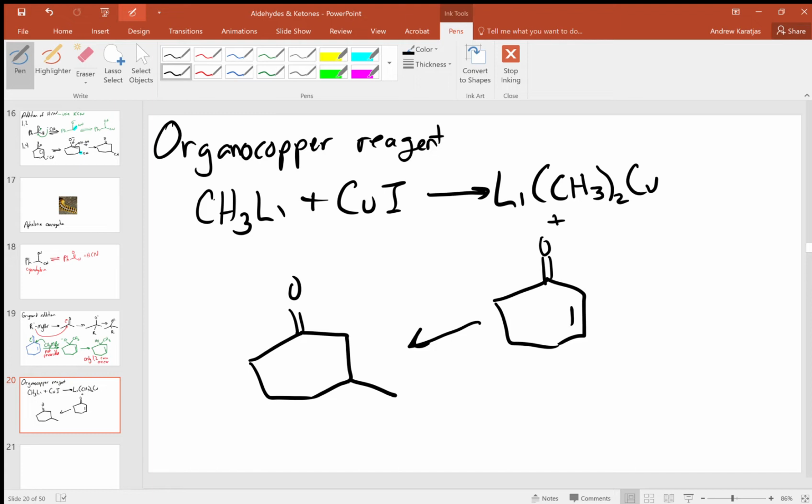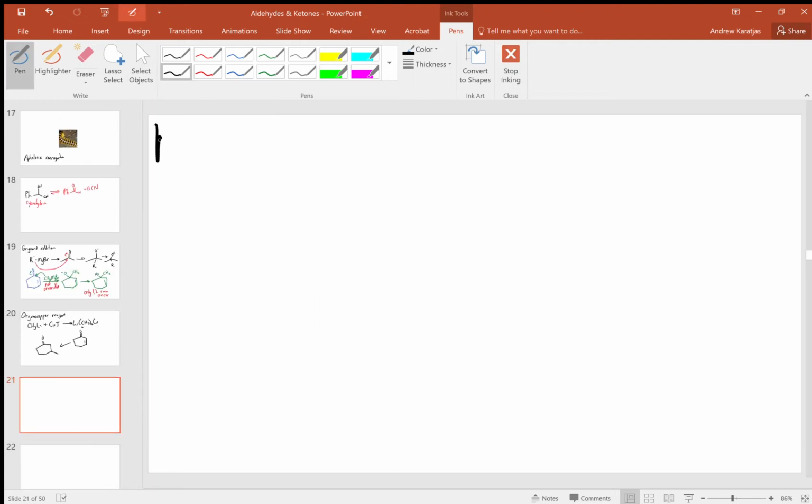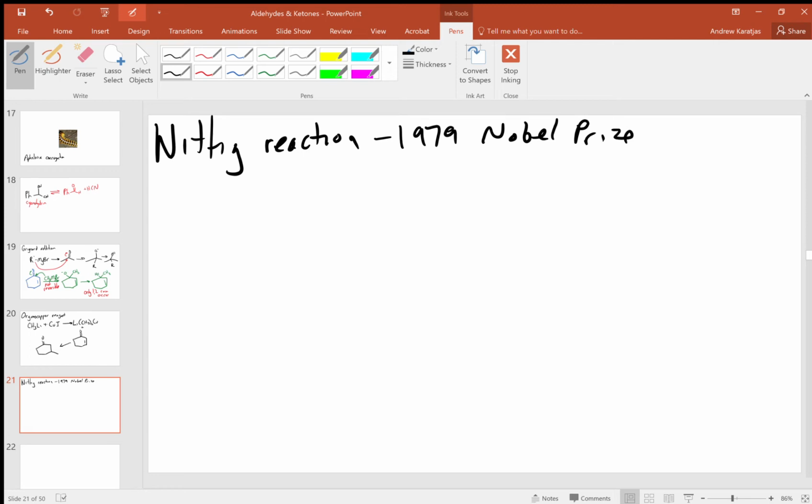Now, there's another very, very important carbon nucleophile, which is seen with aldehydes and ketones. And that gets us into a reaction known as the Wittig reaction. Wittig shared the 1979 Nobel Prize in Chemistry for this reaction. You may recall we mentioned that year before. That was shared with H.C. Brown, who won for hydroboration. But a Wittig reaction allows us to convert a ketone or aldehyde into an alkene.